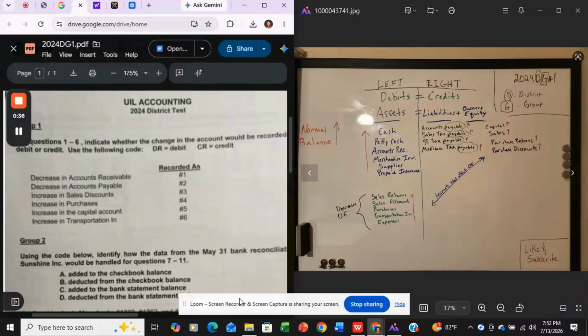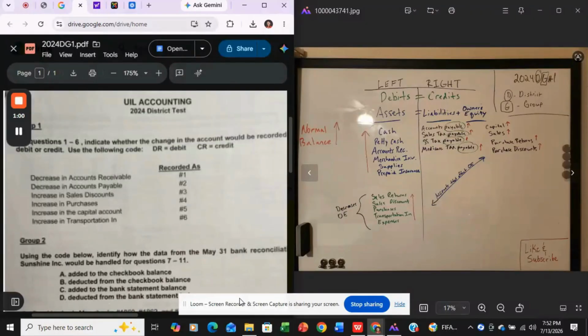Now, let me remind you, normal balance, whether debit or credit, depends on if it's increasing. So looking at question number 1, a decrease in accounts receivable. You've got to know that accounts receivable is an asset. It's listed on the debit side, the asset side. So increasing accounts receivable would be a debit. But it says clearly in the test, decrease. So you do the opposite of its normal balance, which would be a credit.